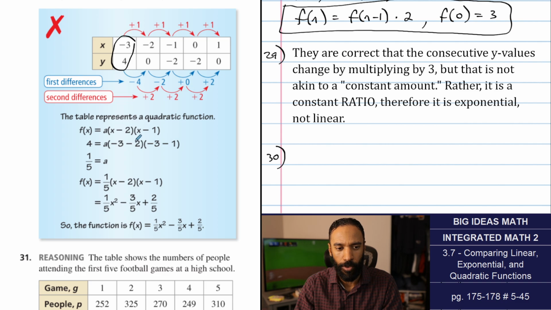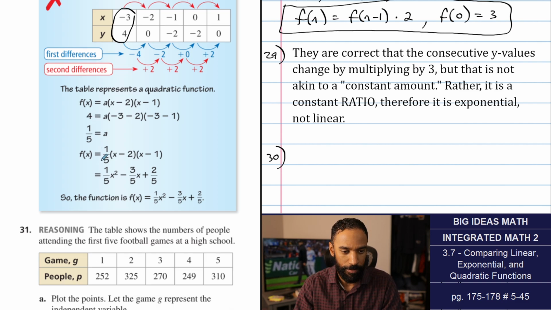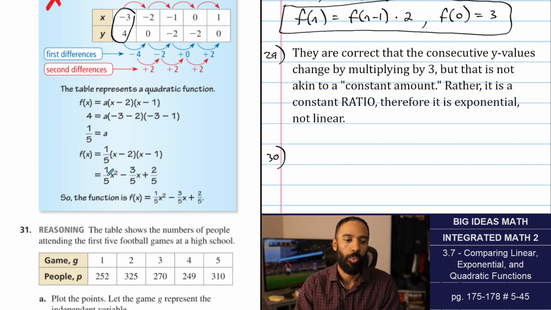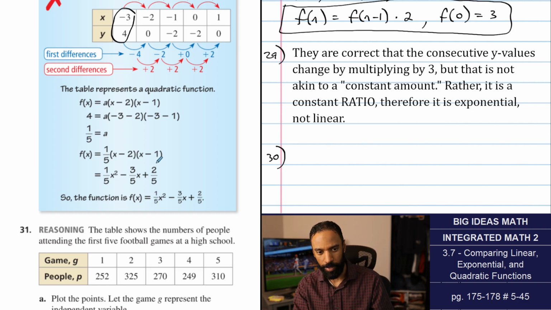Negative 3 minus 1 is negative 4. Negative 5 times negative 4 is 20. 4 divided by 20 is 1/5. So you get that. You distribute. You get x squared minus 3x plus 2. 1/5 x squared minus 3/5 x plus 2/5.